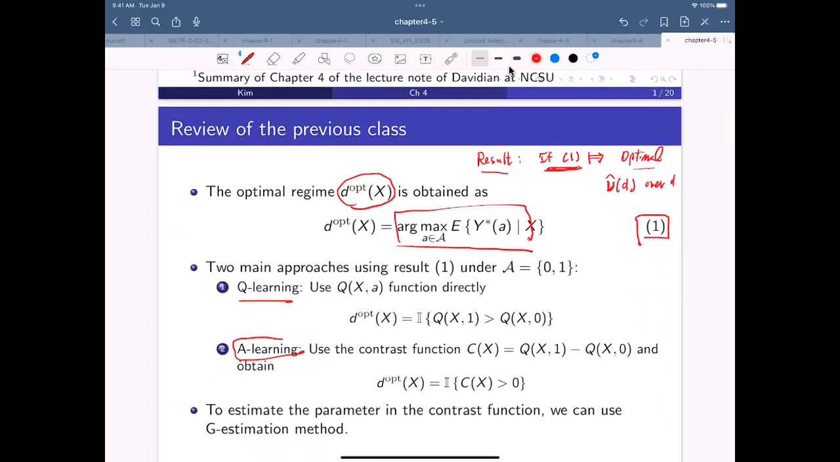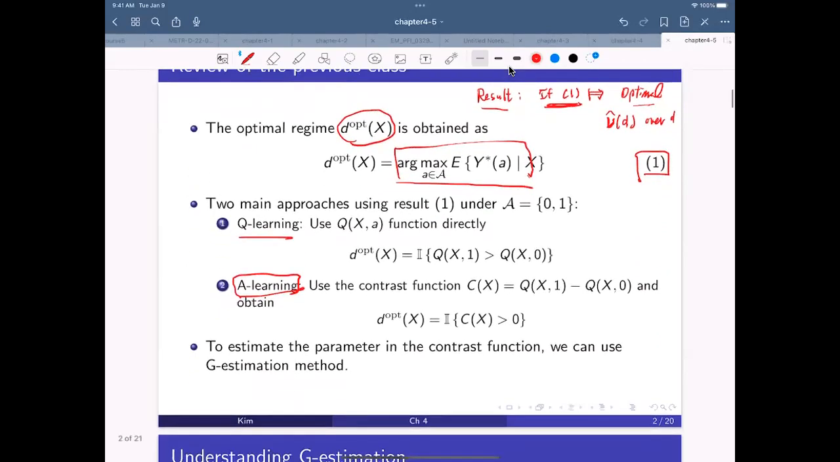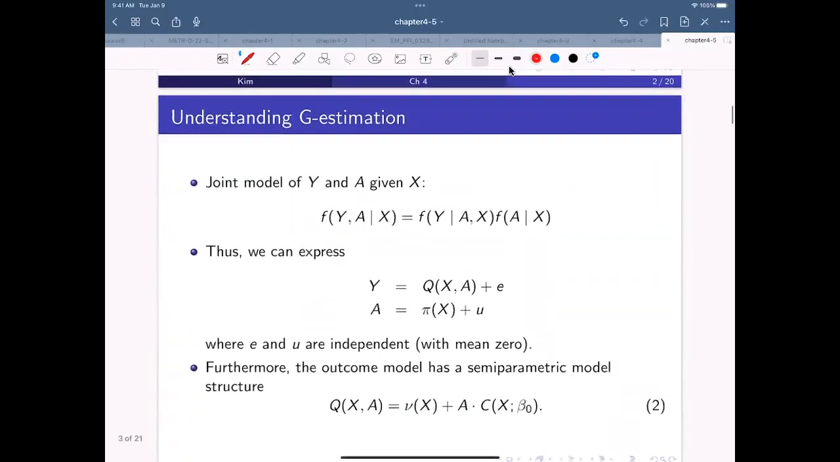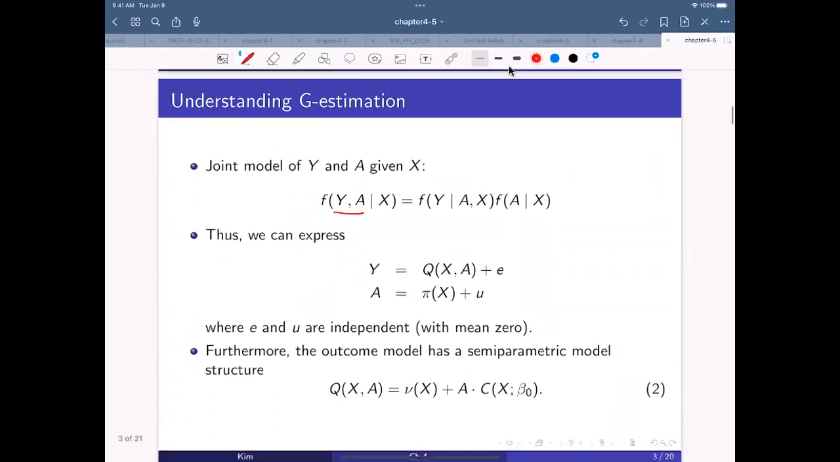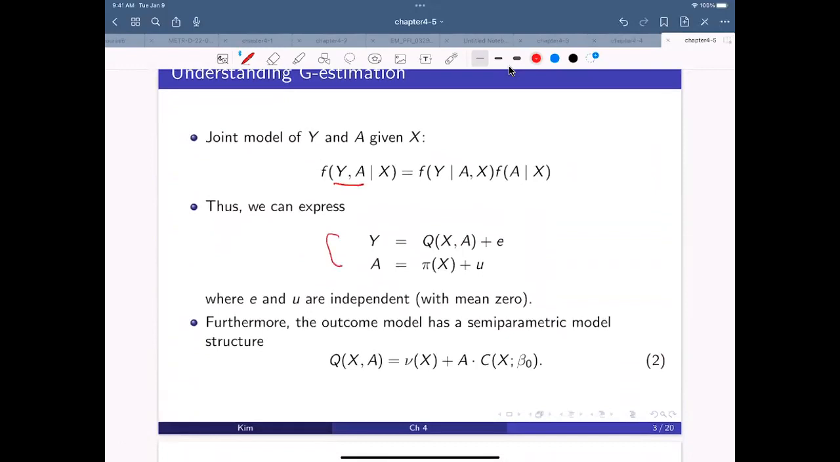But for A learning, we have a very interesting result, which is called the G estimation method. I'd like to reflect on this G estimation further and try to explain what is going on. The point is, we basically want to make a joint model using some kind of regression. This is an econometric style expression, a convention that econometricians use for this kind of problem.